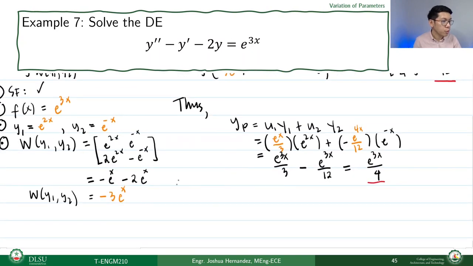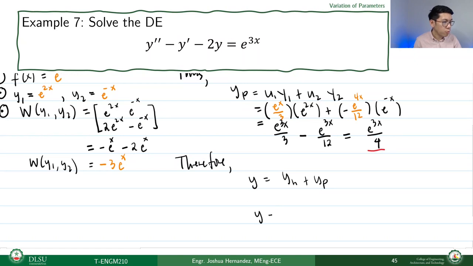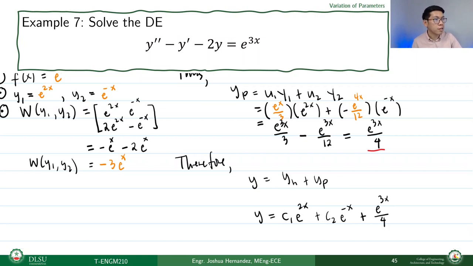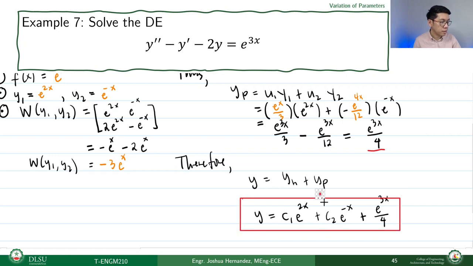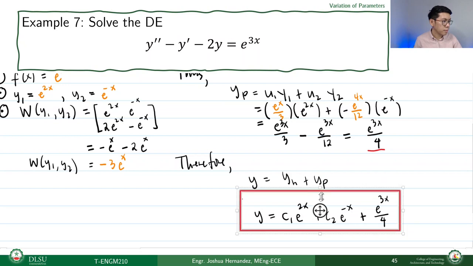Right? And so, therefore, the general solution y is equal to yh plus yp will give us y equals c sub 1 e raised to 2x plus c sub 2 e raised to negative x plus e raised to 3x all over 4. This will be our general solution for the differential equation. So this is the homogeneous part and this is the particular part, e to the 3x over 4. All right?